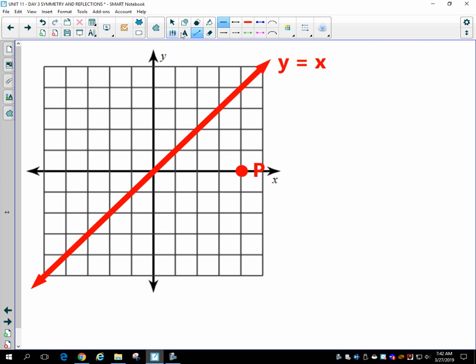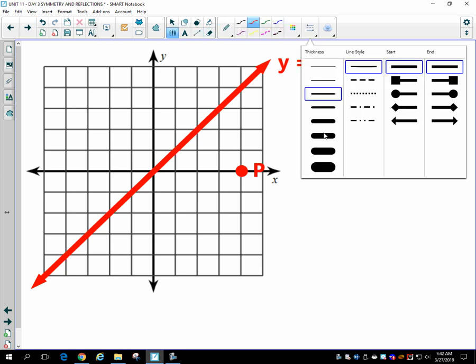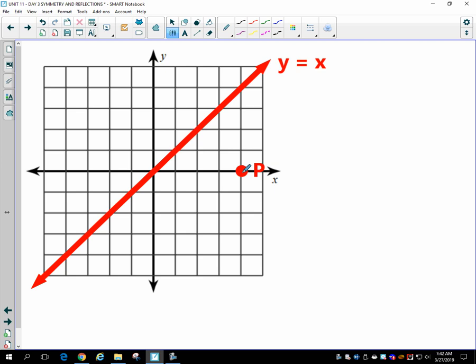So let's do another one. I'll make sure I make a nice point this time. I want to reflect P over this line y equals x, so I'm going to count diagonally through the space, 1, 2, so I need to go 2 more, 1, 2. And it should look like if I folded over this line, P would end up on this point.